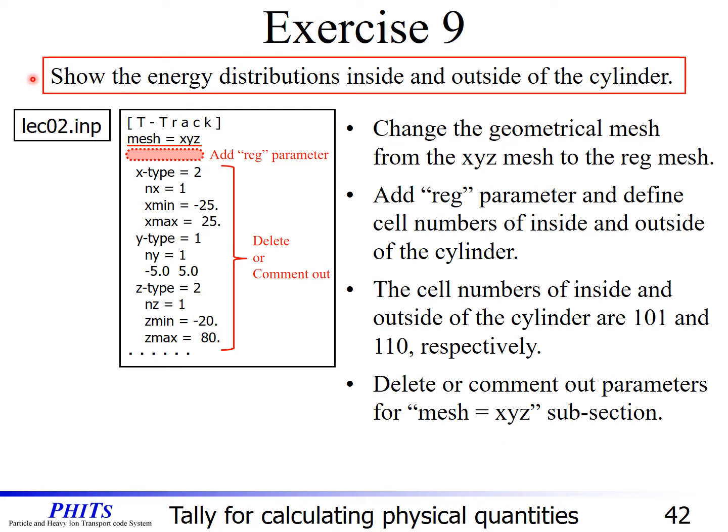Here, we will see the energy distributions inside and outside the cylinder. The procedure is shown here. First, please change the geometrical mesh from the XYZ mesh to the reg mesh. Second, please specify the two regions to tally by adding the reg parameter. The cell numbers of inside and outside of the cylinder are 101 and 110, respectively. Last, please delete or comment out parameters for mesh equals XYZ. After that, please execute PHITS and check the result.